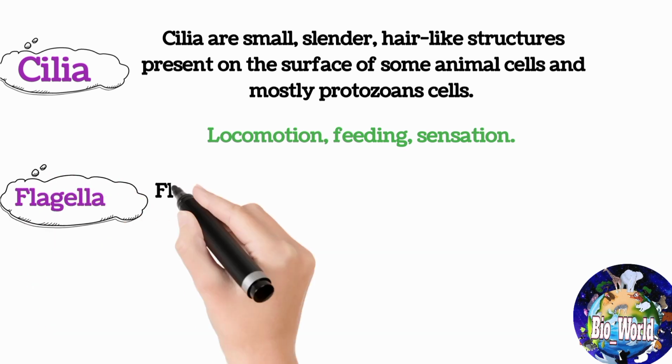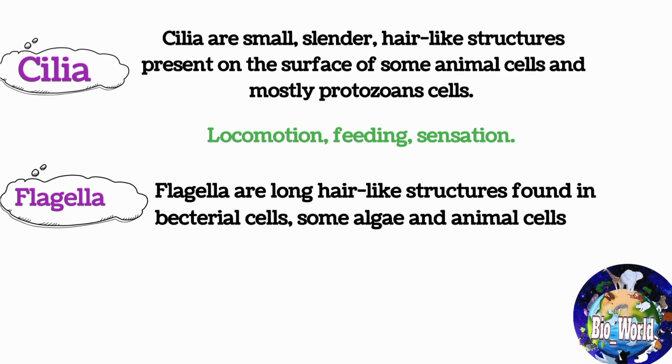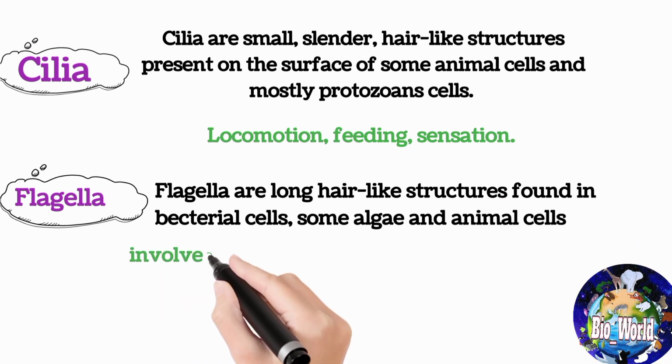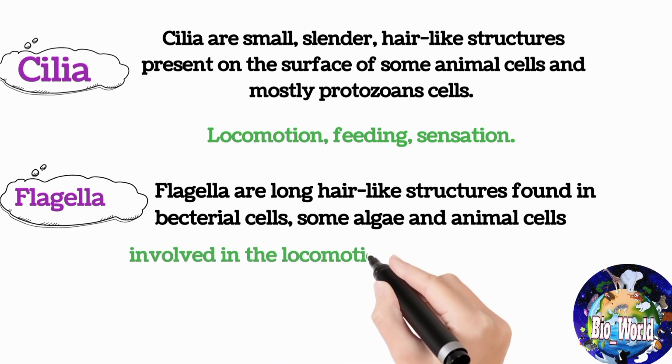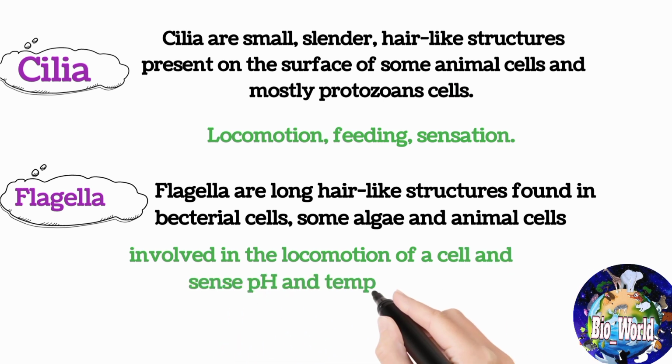Flagella. Flagella are long hair-like structures found in bacterial cells, some algae and animal cells. Flagella are involved in locomotion of a cell. Some special flagella are used in a few organisms as sensory organs that can sense changes in pH and temperature.